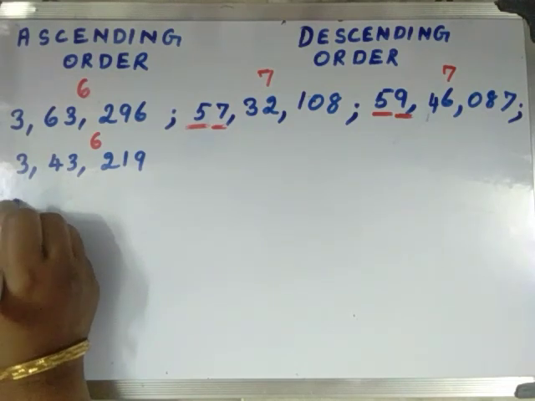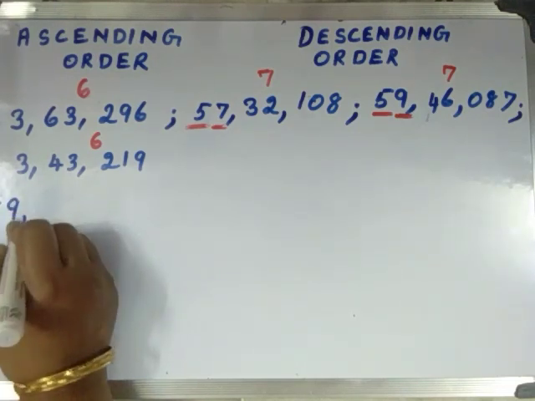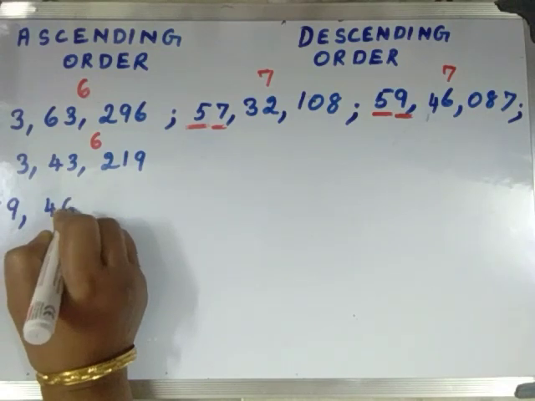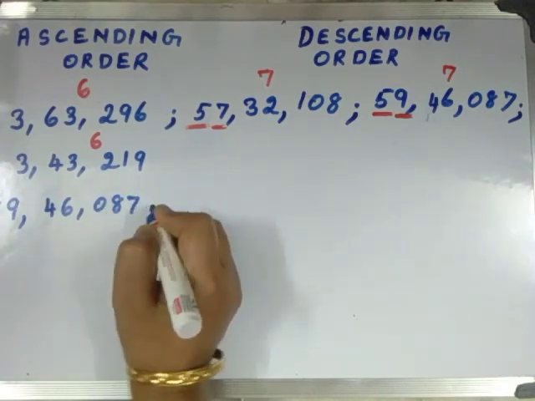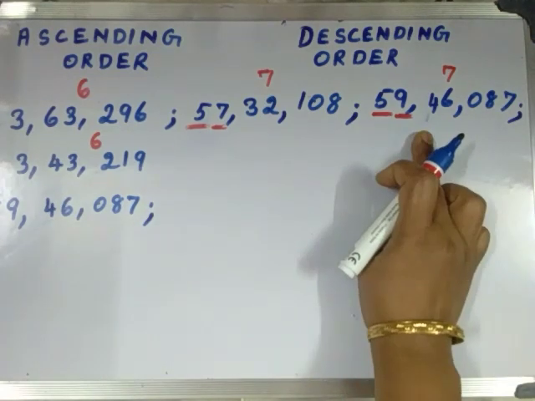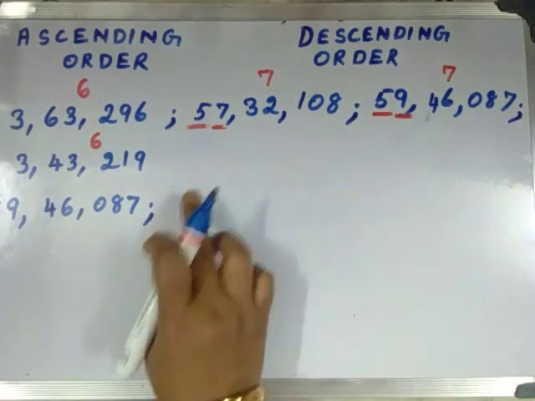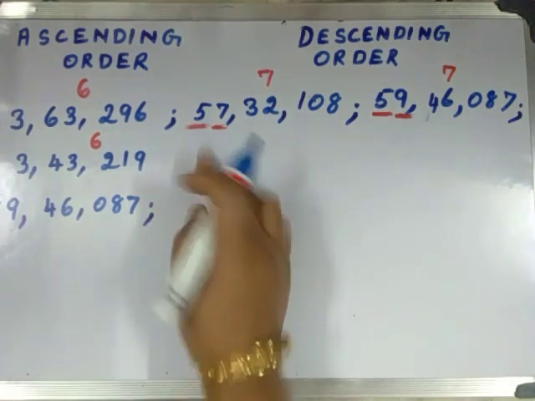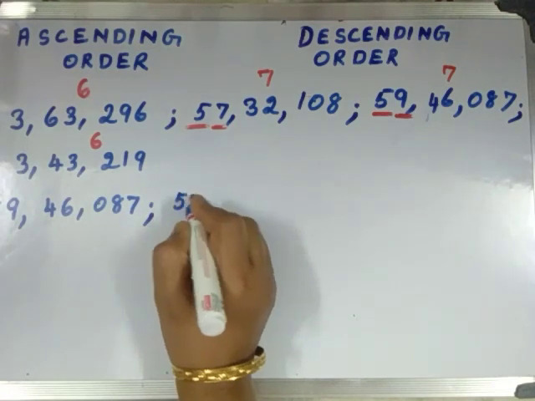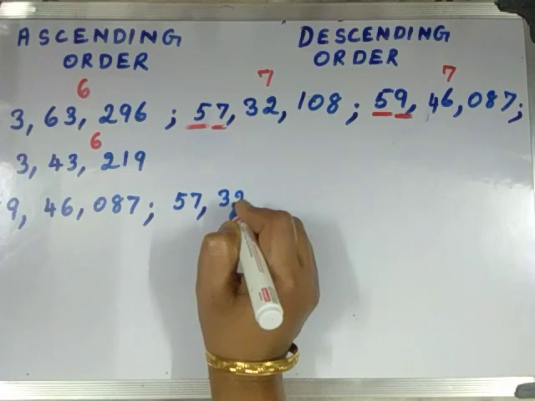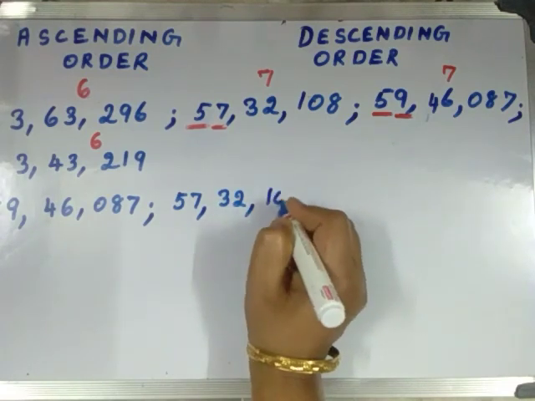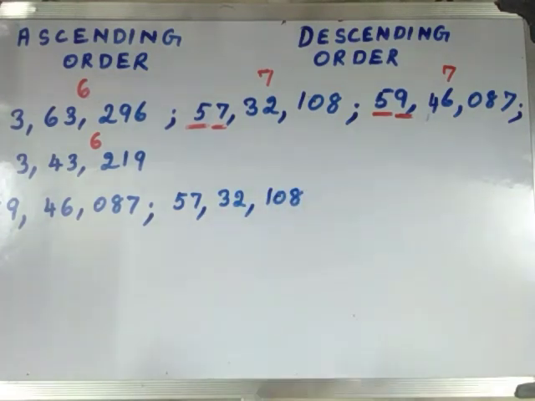That is 59,46,087. So this number comes first, and then we have this number, that is 57,32,108. So next we have the 6-digit number.